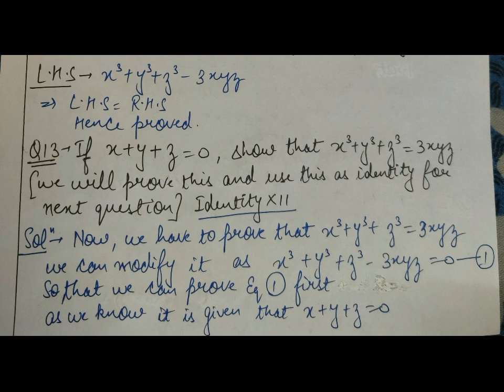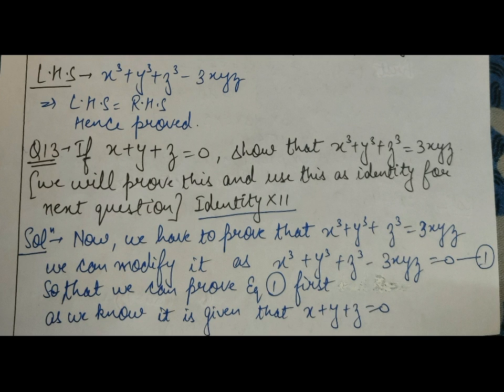Now we will see the LHS of the question. According to the LHS of our question, we will get x cube plus y cube plus z cube minus 3xyz. So after this we can say that LHS is equal to RHS, hence proved. Now we are solving our question number 13. Similarly, we will first solve it and then we will use it as identity number 12 for the next question.